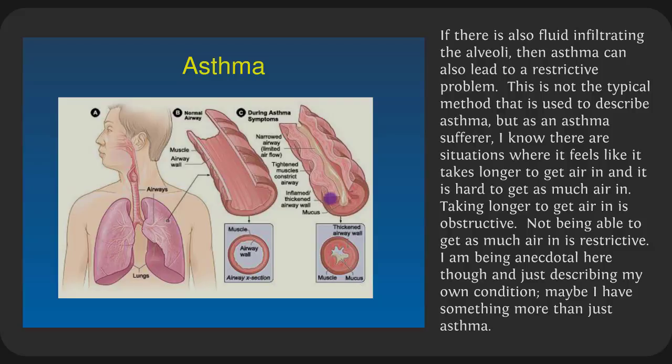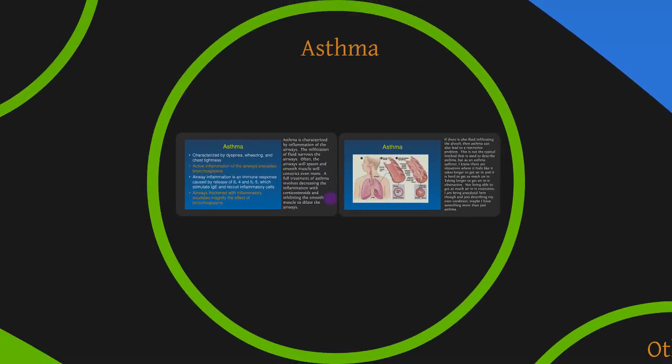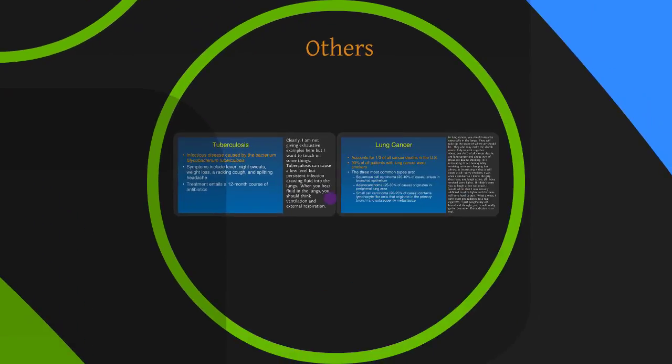So if there's also fluid infiltrating the alveoli, this is the way I think about it, then asthma can also lead to restrictive problems. So this is not the typical method used to describe asthma, but as someone with asthma, I know there's situations where it feels like not only does it take longer to get air in, so that would be the constriction, but it also feels like I can't get as much air in as if there's fluid in my alveoli that are making it hard for my alveoli to expand. So taking longer to get air in is obstructive. Not being able to get as much air in is restrictive. I'm kind of being anecdotal here and just describing my own condition, but I guess maybe I just have a different form of asthma. Typically, asthma is considered obstructive, but to me at least, it feels a little restrictive.